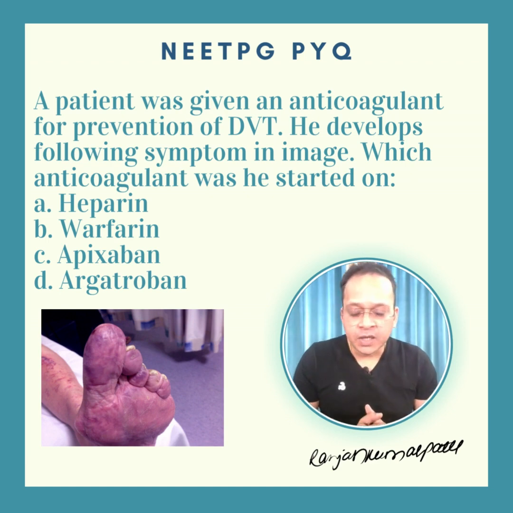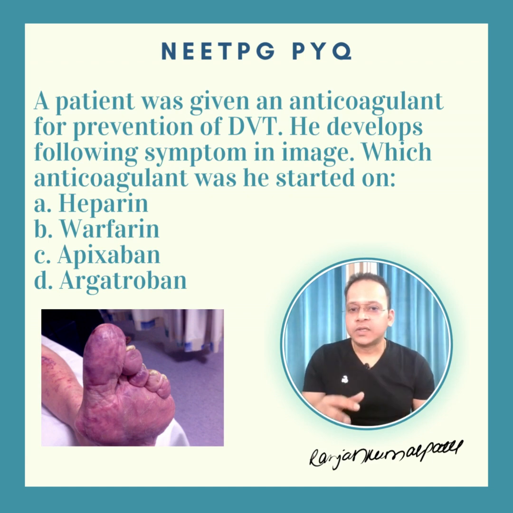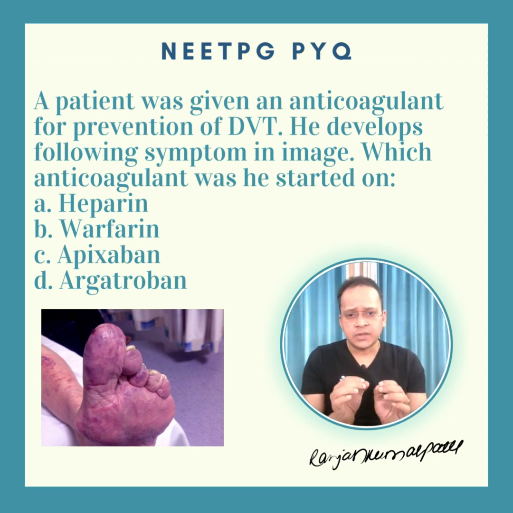Right. So coming to this question, see what this is called. It is called purple toe syndrome or purple foot, and this purple discoloration is seen with warfarin. So the answer is option B, warfarin. Why this discoloration is seen is because warfarin can induce cholesterol embolization of your blood vessels. Warfarin can remove this cholesterol from your blood vessels, which can embolize small blood vessels and change the color of the toe. That is what is seen here with warfarin, and that is the answer.